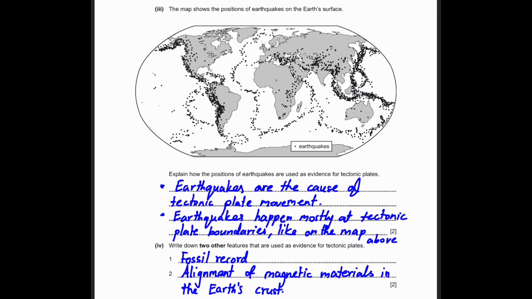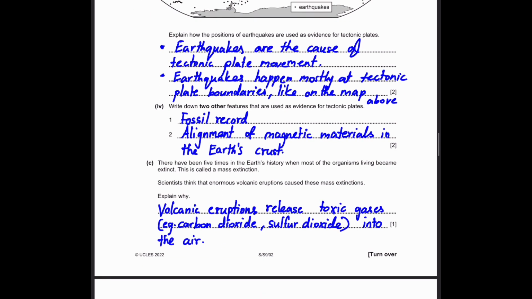And they happen mostly at tectonic plate boundaries because the tectonic plates can split in these boundaries only. They can move apart, or they can come together, or one goes this way, other goes the same way. This all can only happen at the boundary of a tectonic plate, or at least it can mostly happen at that place. That's why earthquakes are evidence. Now you can go to part 4, write down 2 other features that are used as evidence for tectonic plates.